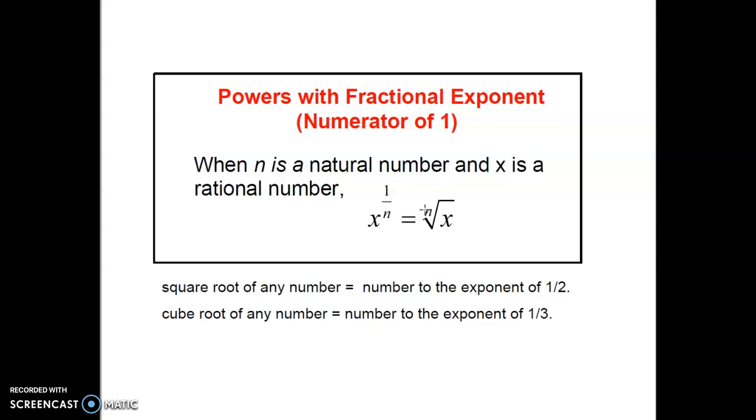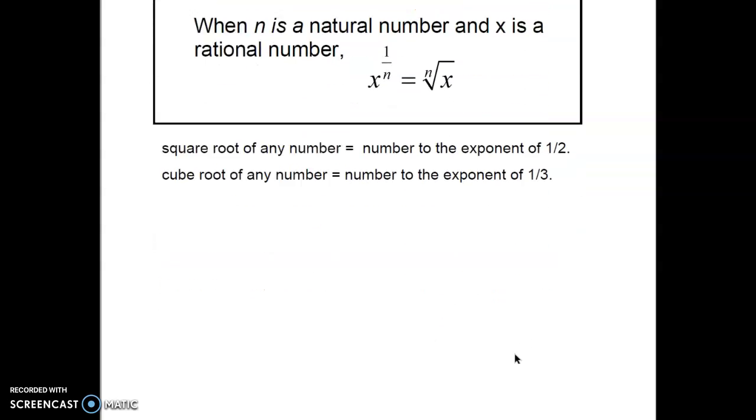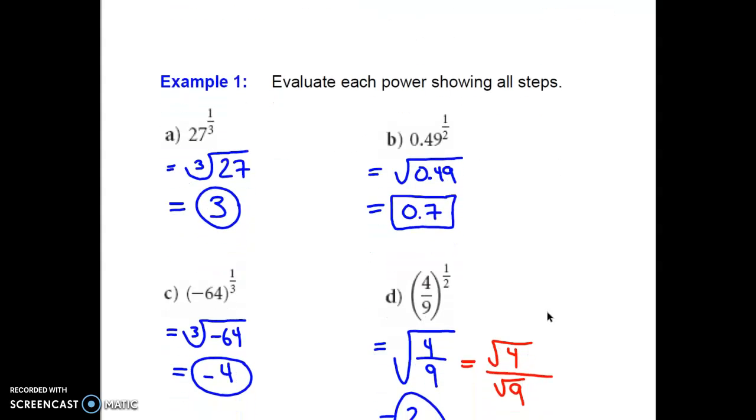So usually it's a 2, a 3, a 4. So if this was a 2, it would be the square root of x. If this was a 3, if this was x to the power of 1 over 3, it would be the cube root of x. Okay, so look down here. The square root of any number is equal to the number to the exponent of a half, or the cube root of any number is the number to the exponent of a third. So let's look at that in some of these examples.